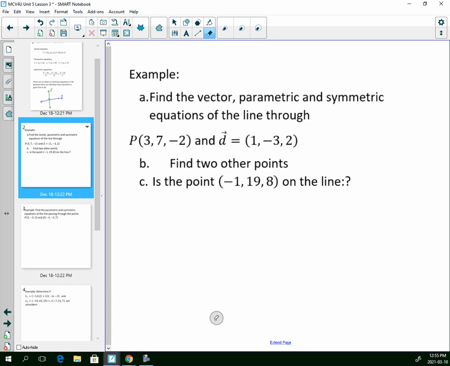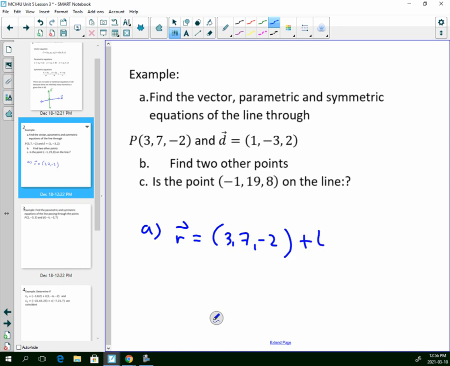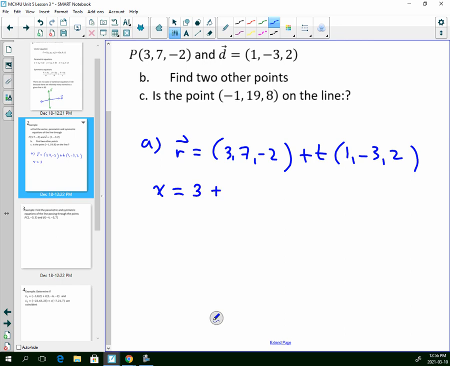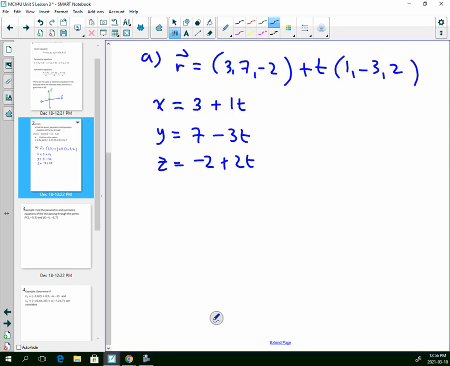Okay, so for example, find the vector, parametric and symmetric equations of the line, and it gives me a point and a direction vector. So it's pretty easy if I already have that information. The vector equation would be the point that it's starting at, and then we would have our direction vector. We can then put it in parametric by writing down our x component. So x starts at 3 and goes in the direction 1 times the parameter t. Y is 7 minus 3t, and z is negative 2 plus 2t. And then, of course, we can isolate for t and write it as a symmetric equation. So y minus 7 over negative 3 and z plus 2 over 2. Okay, so it's pretty simple to do if we have the point and we have the direction vector. So you're just writing them in different forms.